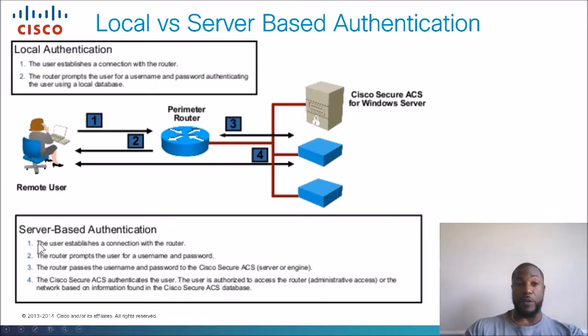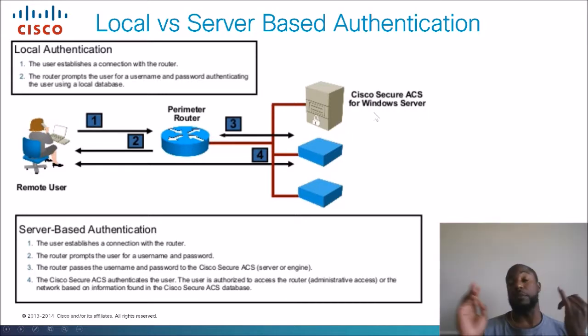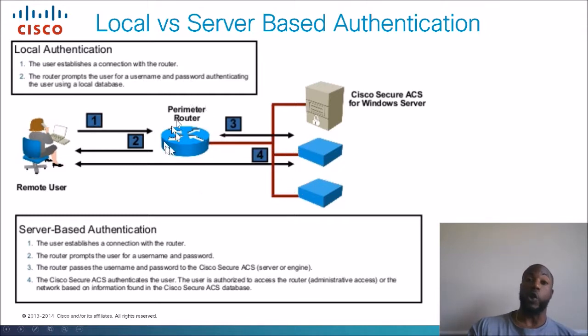So if you look here, the user establishes a connection with the router. He gets prompted for username and password. The third step is the router passes the username and password to the server. It could be a Cisco Secure ACS for Windows Server. It could be RADIUS. It could be TACACS, and we're going to talk about what the difference is. But in this case, this is an ACS server or engine, and it will reject or accept the username and password. He will pass that information on to the router, and then the router finally will be granted access to the networking devices. So that's the difference between local and server-based.